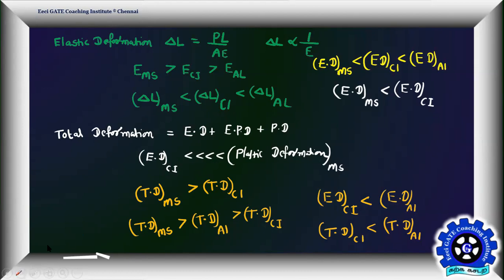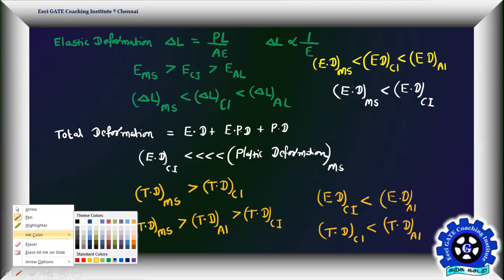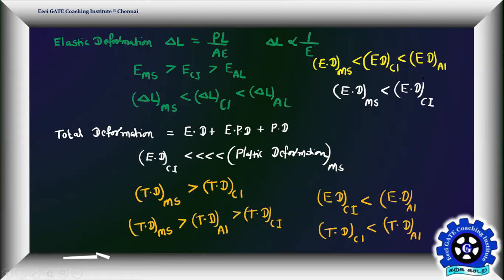Now coming to one more good point here. This point is important. Generally in deformation comparison, mild steel and cast iron. Mild steel is a ductile material, cast iron is a brittle material. So in entire strength of materials calculations, we are focusing on mild steel and cast iron.